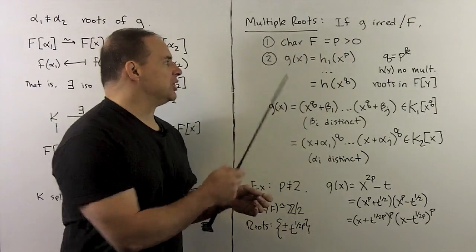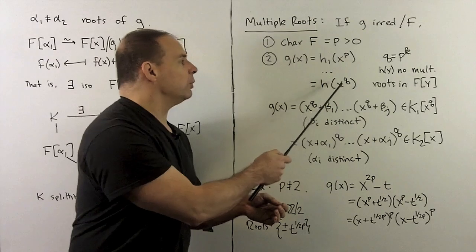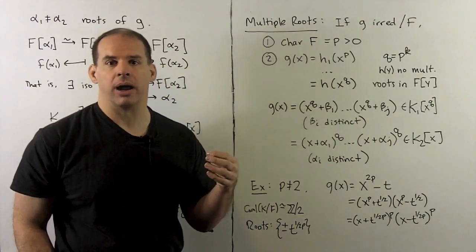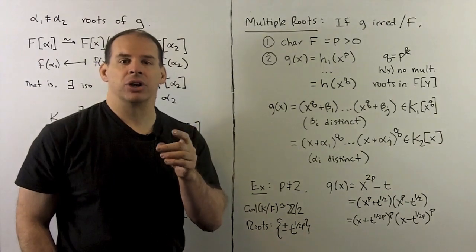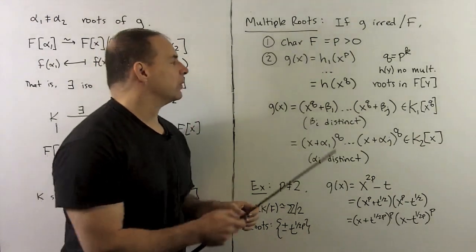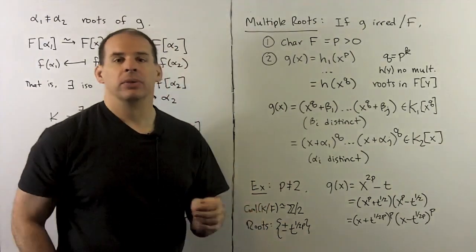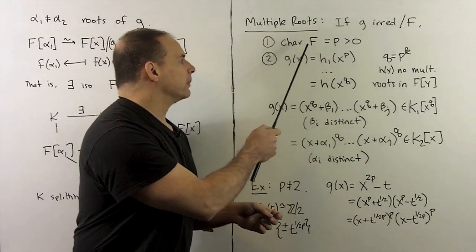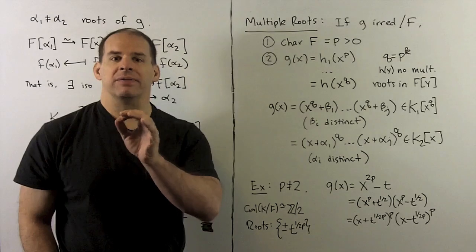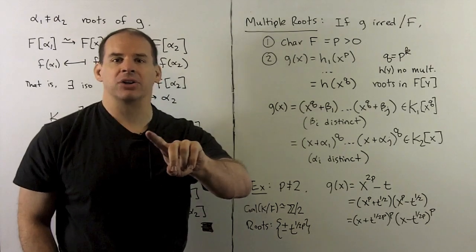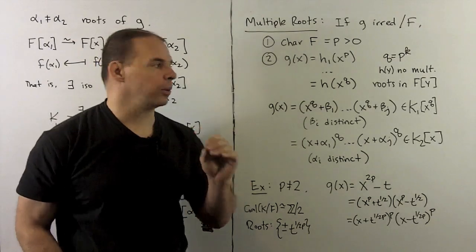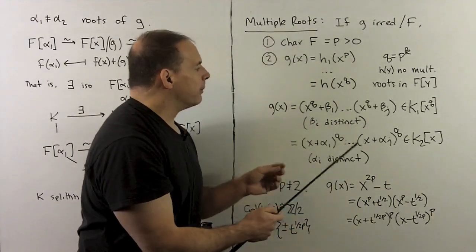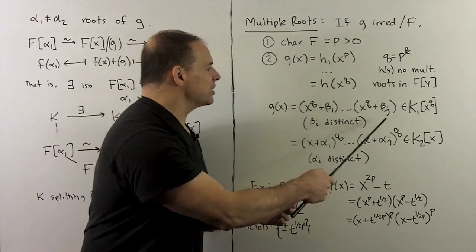So eventually I can write G of x as h of x to the q, where h has no multiple roots, and q is a power of a prime. This lets us factor G in two ways. For the first factorization, our extension is going to be the splitting field of h over F. In that case, we could factor G into distinct linear factors as a function of x to the q. So all we've done here is factor h. Now, we know these roots, the betas, are distinct.